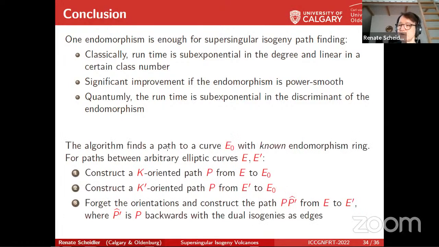And the last thing I want to mention is, of course, well, we have paths to a curve of known endomorphism ring, but that gives you arbitrary paths, right? You have two elliptic curves, E and E prime. You find a path from E to a curve of known endomorphism ring. You find a path from E prime to a curve of known endomorphism ring, and then you just put the paths together, and then you have a path. So this is no restriction.